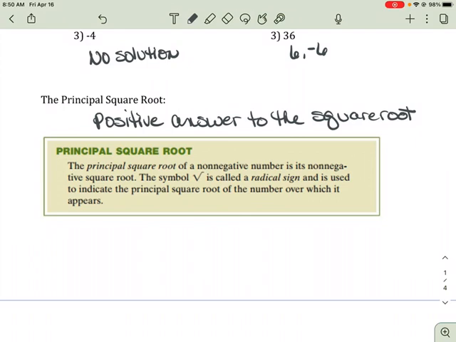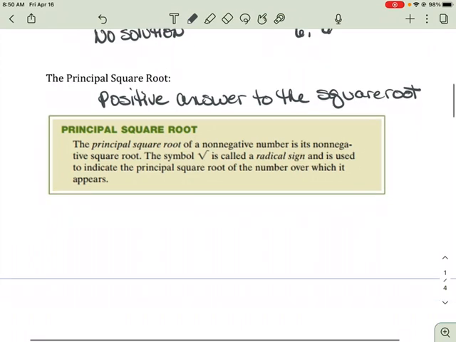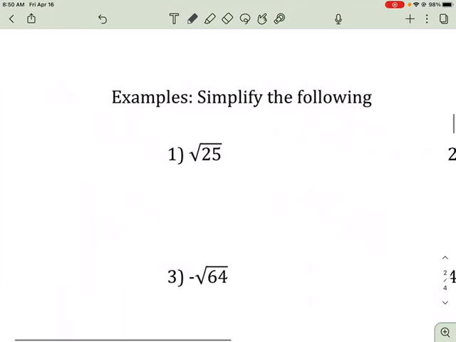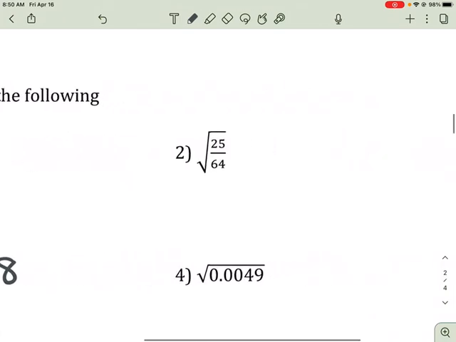When there's no sign in front of the radical symbol, we're going with the positive solution. So here, because there's no sign in front of the square root, we only go with the positive solution: the square root of 25 is 5. Now here, there's a negative sign in front, so negative 8 is our solution. The square root of 64 is 8, and then we make it negative.